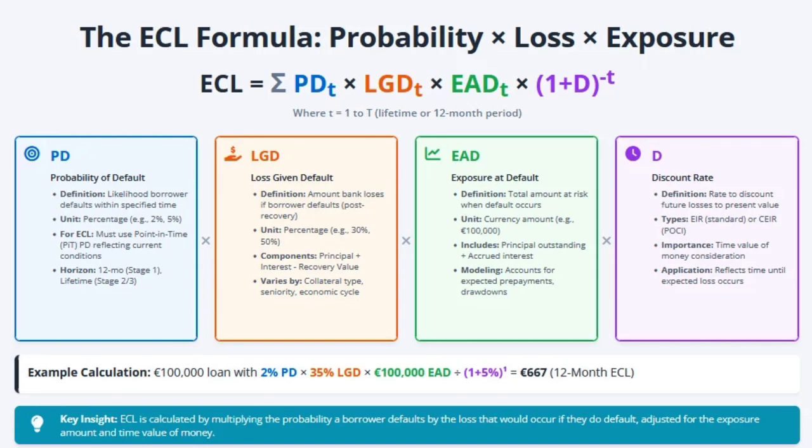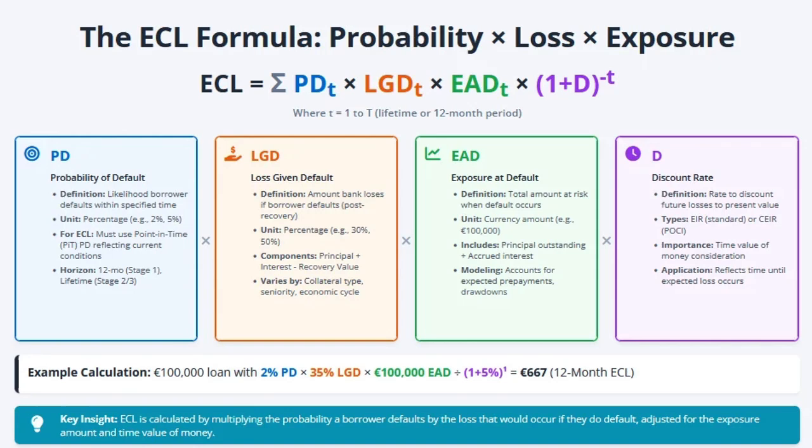Now let me break down what each component means. PD, the probability of default. It is the likelihood that a borrower will default on their obligations during a specific time period. Banks use point-in-time PD for ECL purposes. And this means the PD reflects the current economic conditions and the borrower's present financial health, and not some average across the economic cycle.